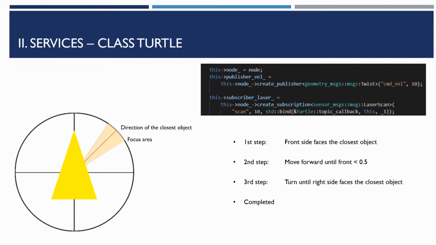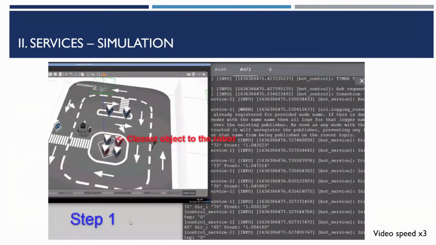So this goes in three steps. The first step is facing the wall of the closest object, then moving forward until it's at 0.5. And lastly, it's going to leave that object on the right side. After that, the whole loop should be completed.